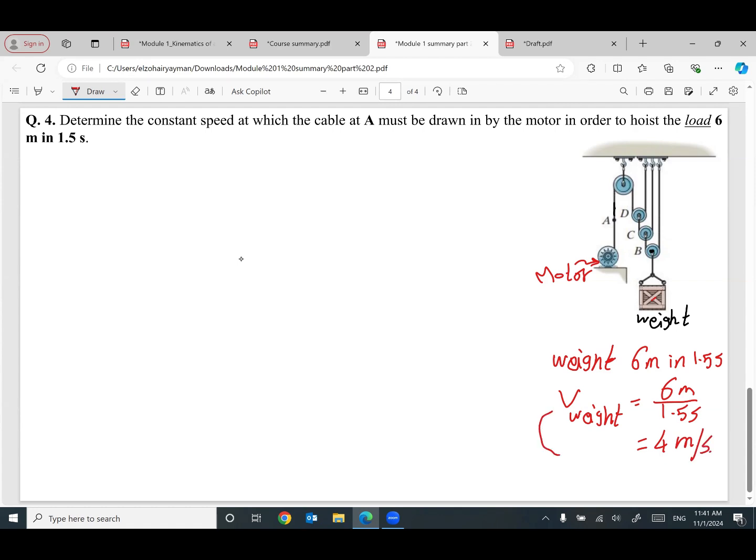This velocity of the weight is the same velocity of pulley B because this weight is already attached to B. Does that make sense? Your quiz will have a different value, but I'm talking about the same idea. What is the idea behind this mechanism?